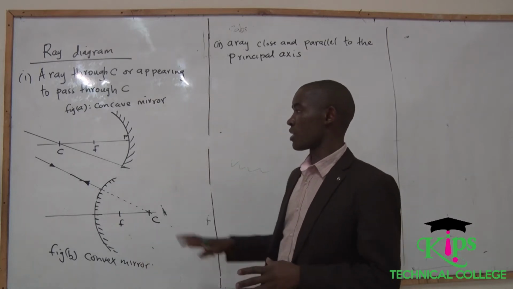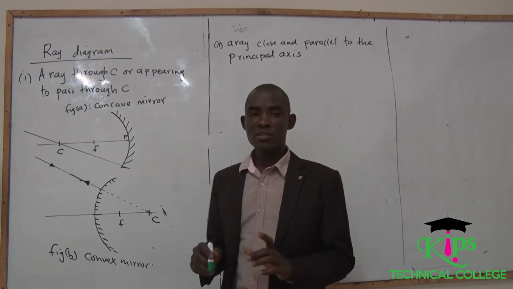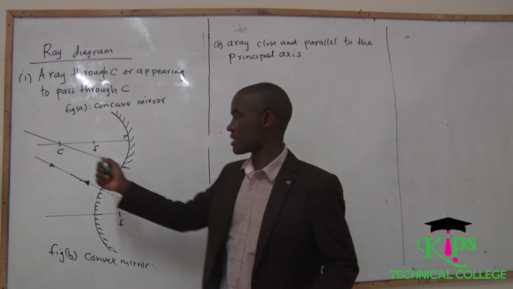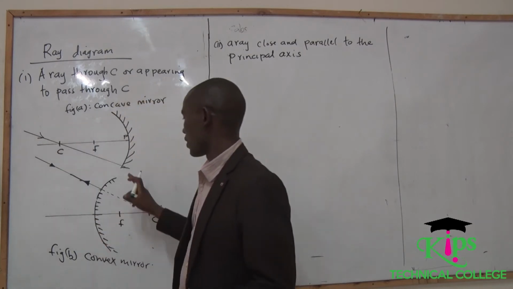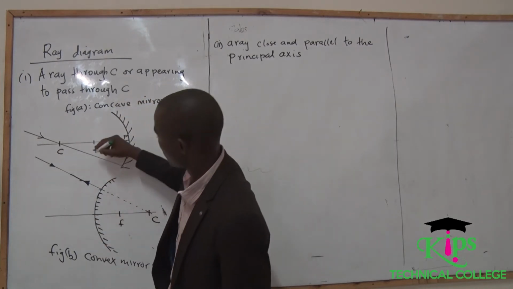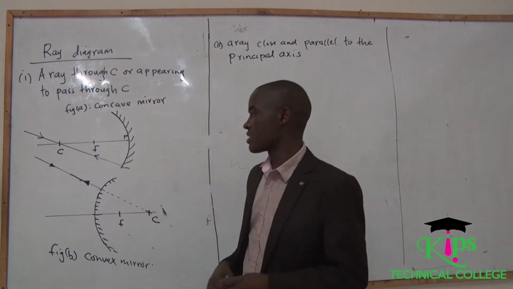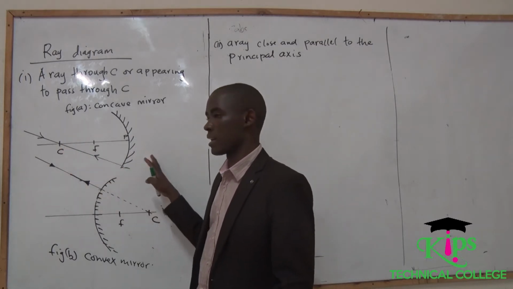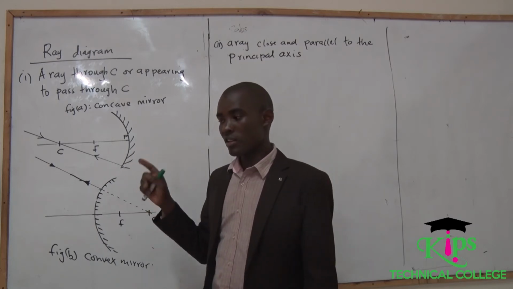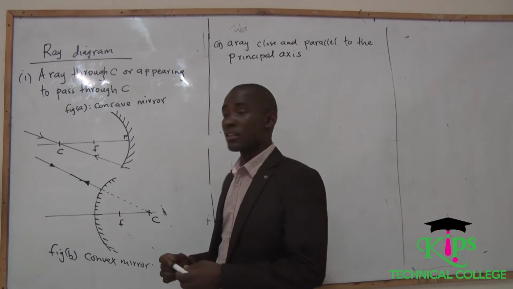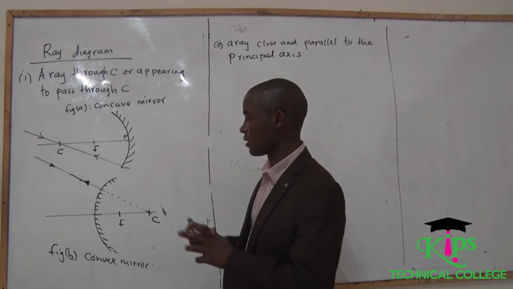So whenever you are given a concave mirror, you want to look at various rays. When a ray is meant to pass through the center of curvature, C, this ray will just go through C, and once it reaches the mirror, it will be reflected back as it is. So whenever you have a ray that is passing through the center of curvature of a mirror, it will be reflected back and pass through the same path it came with. So that is the ray passing through the center of curvature, and that is for a concave mirror.